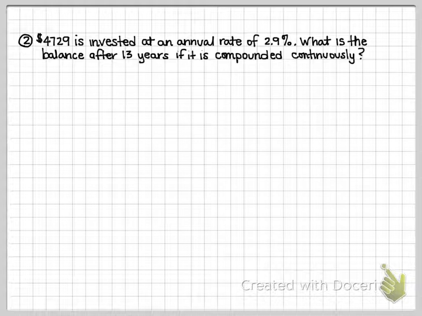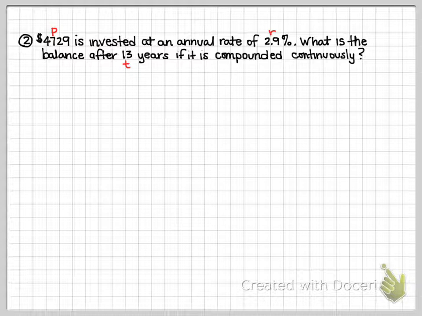So let's identify the information that we've got here. So 4729 is invested at an annual rate. All right, if that's the investment, then that means that this is going to be the P. This is the principal amount. E is just E, Euler's number. You don't plug anything in for it. R is going to be our annual rate, so the 2.9%. This is going to be our R, but remember we're going to have to turn it back into a decimal. And then T is 13 years. So we have everything that we need. Now all we have to do is plug it in.